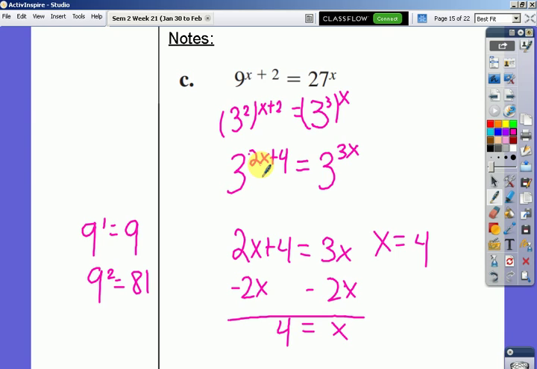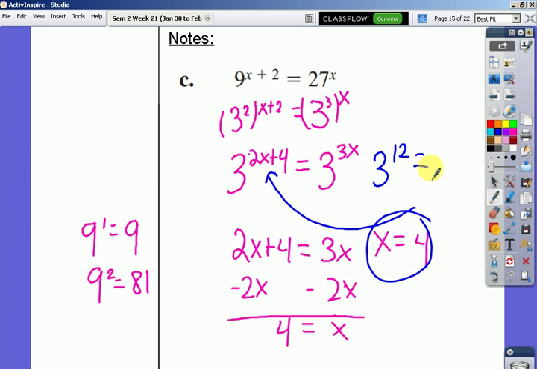Does that not make sense to you? All I'm doing is plugging it back in, okay? Don't overcomplicate it. So I'm taking this and I'm plugging it back in here. So 2 times 4 is 8. 8 plus 4 is 12. So I have 3 to the 12. I'm just checking it. And then what's 3 times 4? 12. So aren't these equivalent? So I know that I did it correctly.